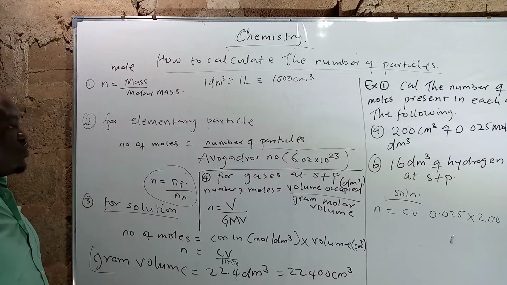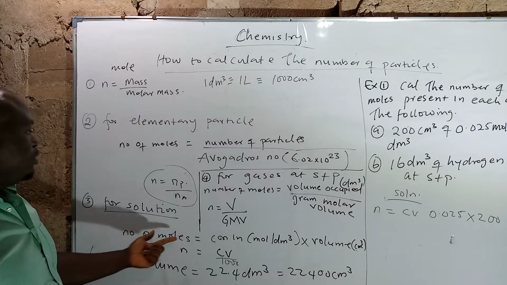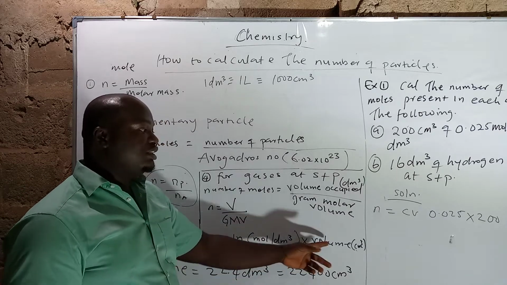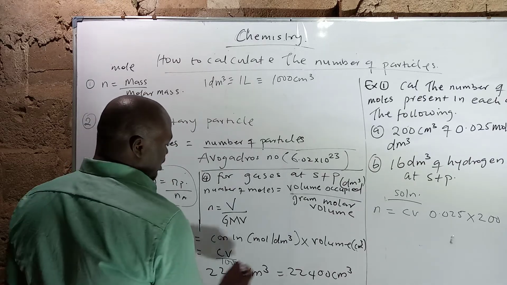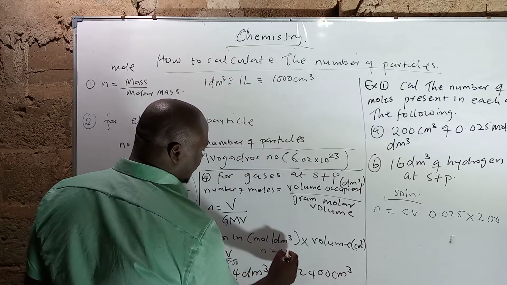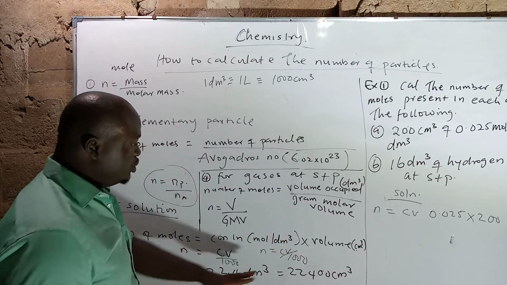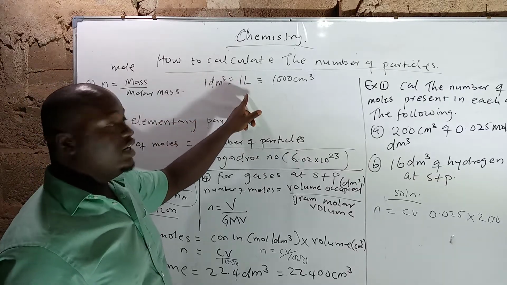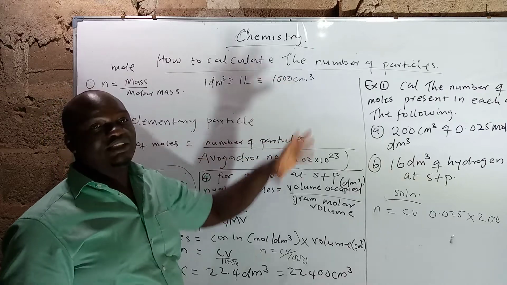Number 3, when you are dealing with a calculation that involves solution, you have to know that the number of moles is concentration in mole per dm cube times the volume in cm cube. So all you need to do is know that the formula for you to calculate this is CV all over 1000. I want you to know something. 1 dm cube is equivalent to 1 liter, and then 1 liter is equivalent to 1000 cm cube.